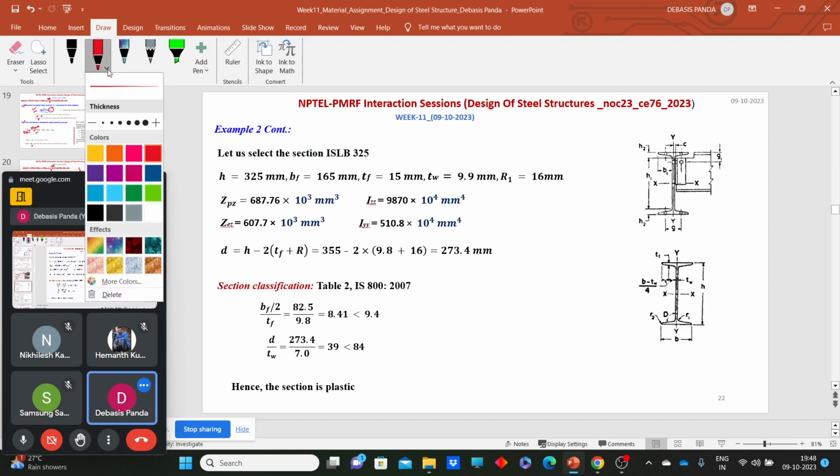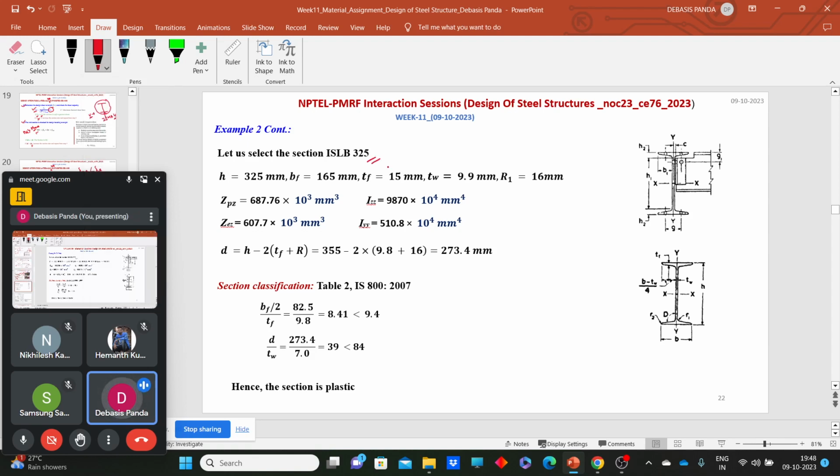While or after selecting the section, we need to collect all the information from that table. So here I have selected ISLB 325. That section satisfies the value, as the value of ZPZ here is 687.76, which is more than the required value. The overall depth H is 325, BF of this section, and all the relevant properties and parameters I have taken from SP6.